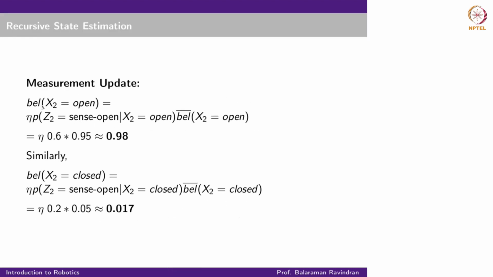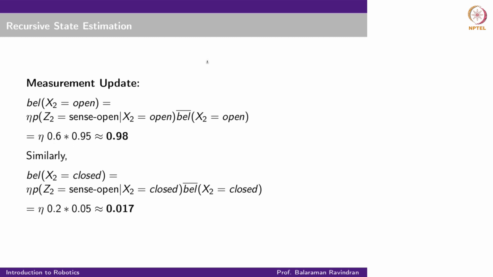Likewise, let us do the measurement update, right? So I want to look at belief that x2 is open. That basically starts off with the bel bar that x2 is open times the probability that I will sense open given that x2 is open. If x2 is open, I'll sense that it is open with probability 0.6. We saw that already, right?